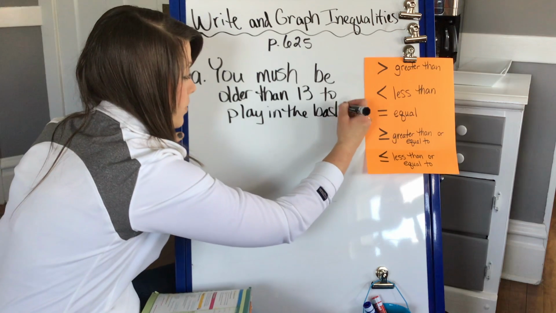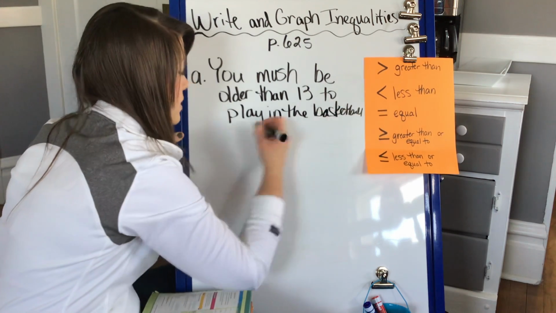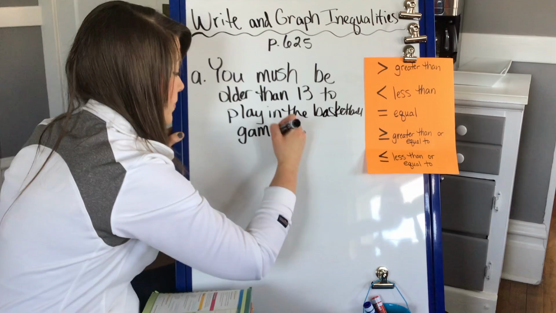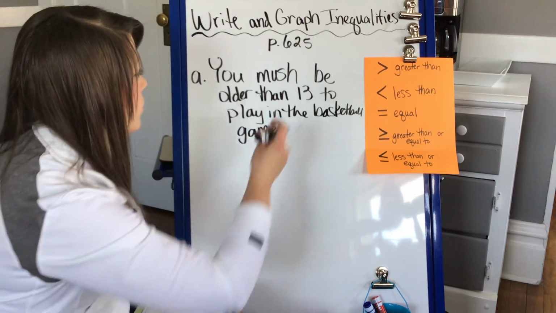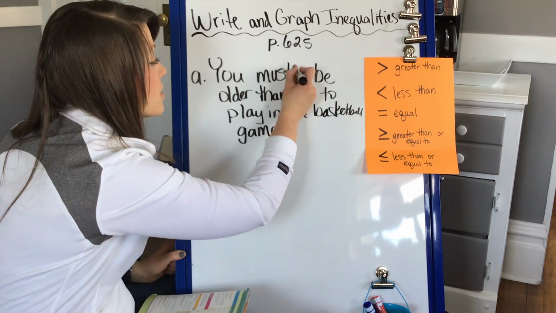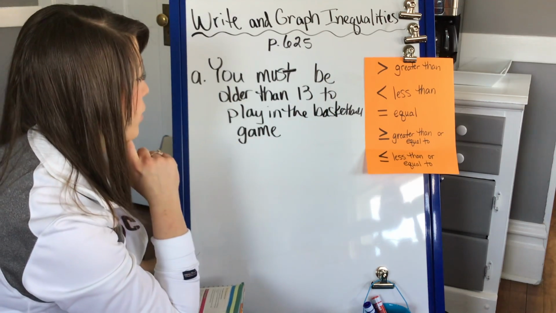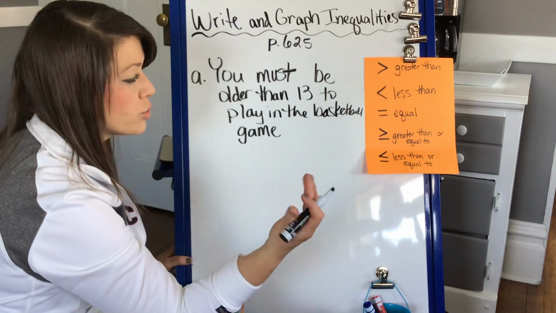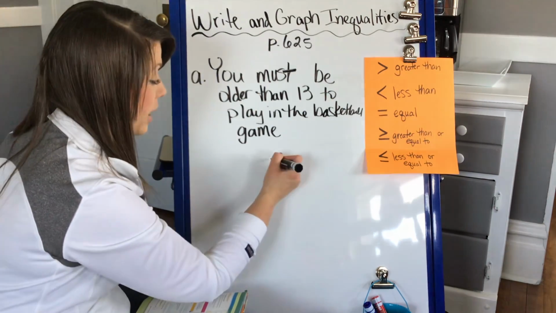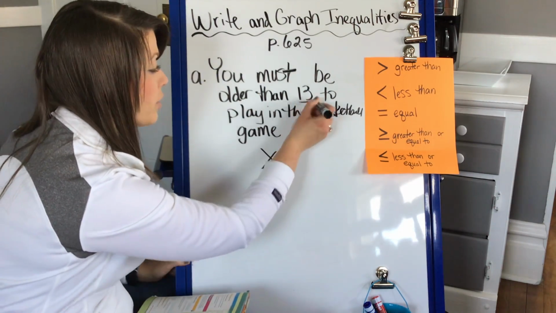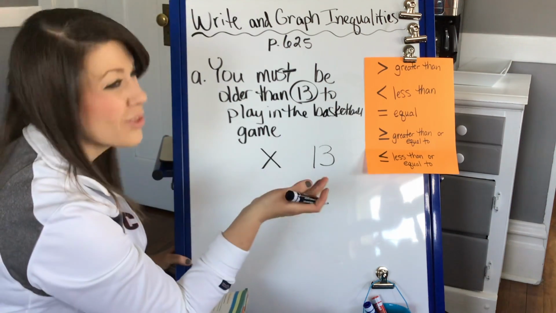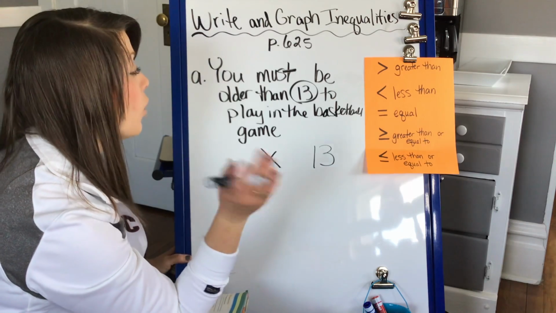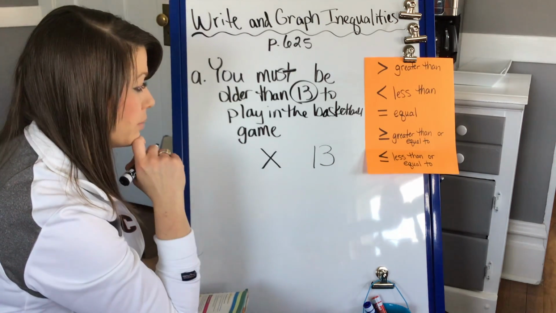In the basketball game. Okay, so on that one, you must be older than 13. We don't know how old you're going to be, so we're going to come up with some variable. I'm going to use x, and then we're always given a number, so you're going to have 13. These are the thought-provoking ones. You must be older than 13 to play in the basketball game.